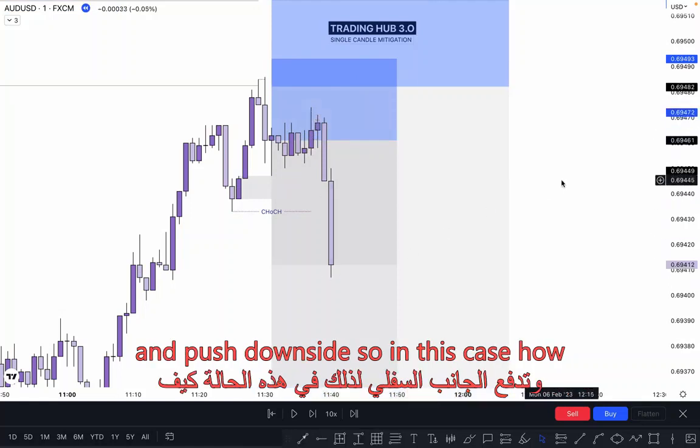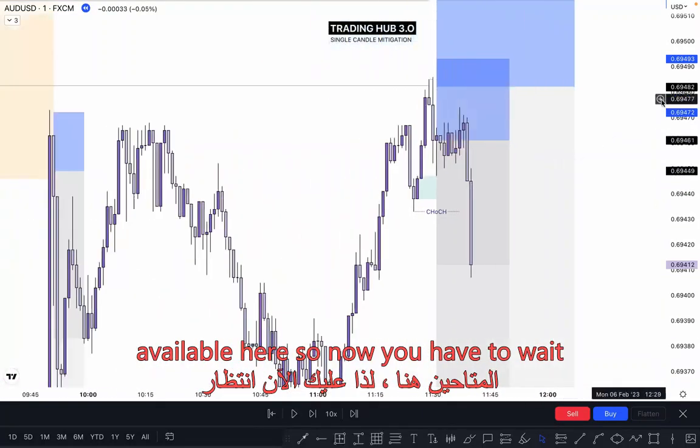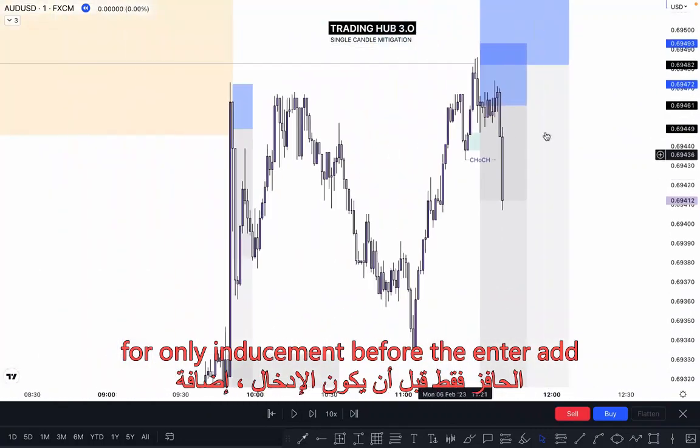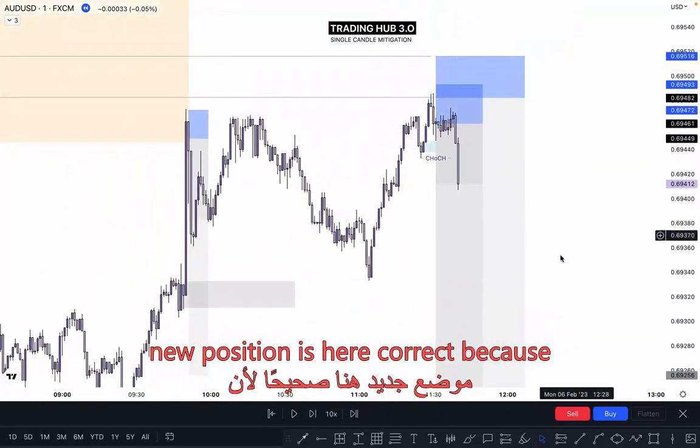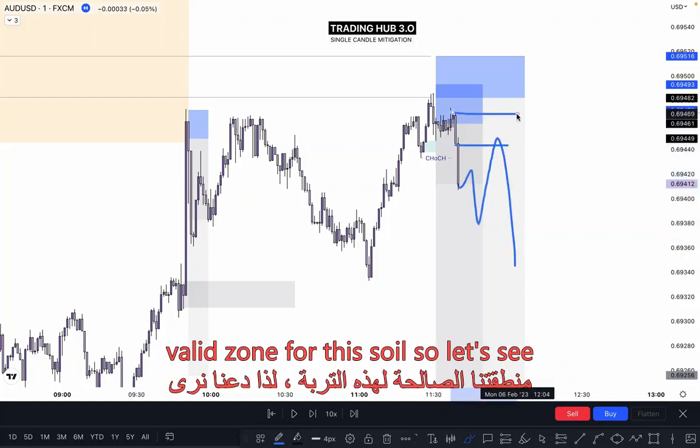So in this case, how can you deal here? And this one is also called choch and flip, both types of entry are available here. So now you only have to wait for inducement before you enter and add a new position here, correct? Because like this, okay? And this area becomes our valid zone for the sell.